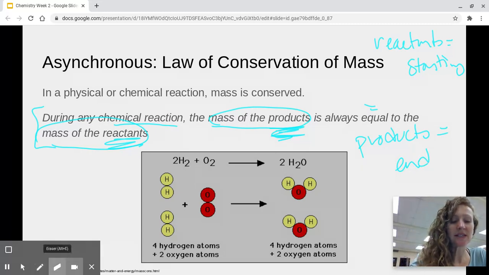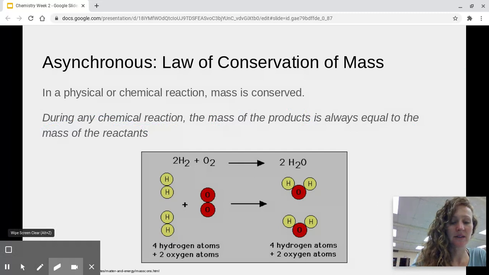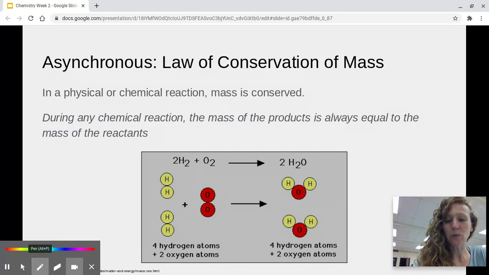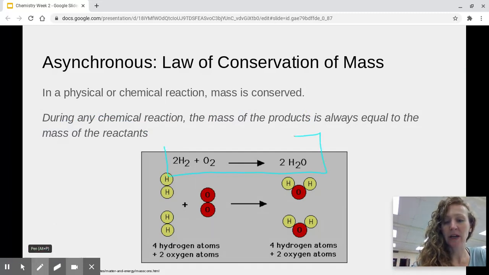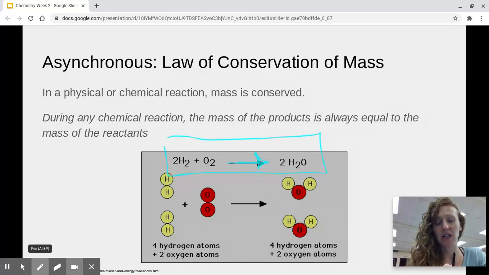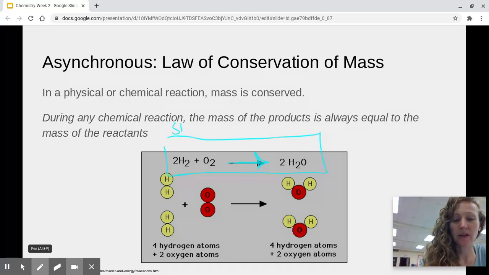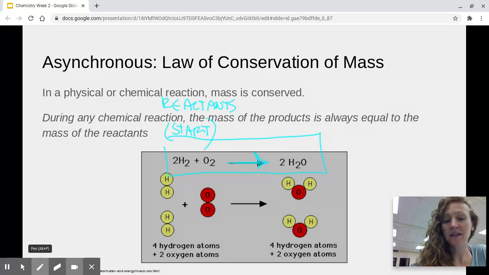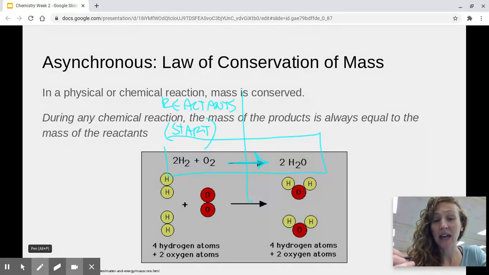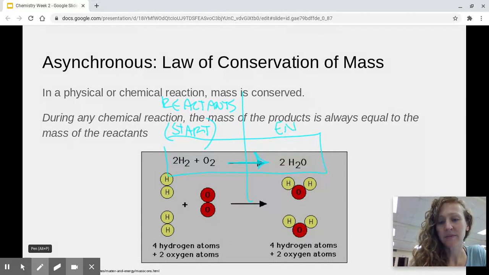So you can see down here in our little example, we have a chemical reaction right here. This arrow in the middle is what indicates our change. That on one side of the reaction is what we start with. These are called the reactants. And on the other side of the arrow is what we end with. And these are called the products.